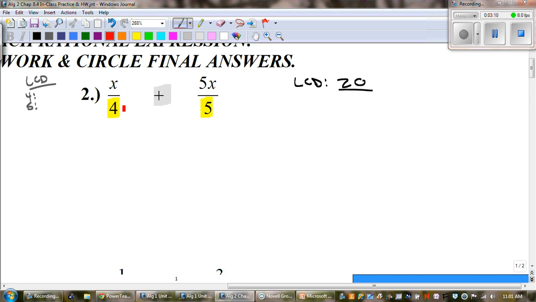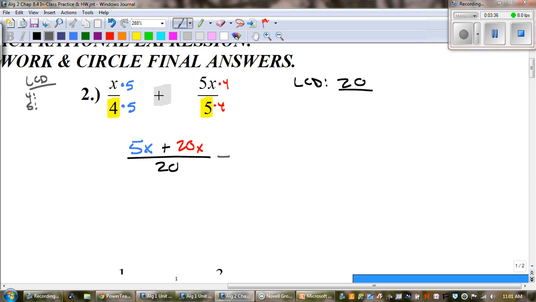So to get to 20, I need to multiply our first fraction by 5. And 5 times x is 5x. Our denominator is going to be 20. And then on the right, I need to multiply everything by 4. And 5 times 4 is 20x.